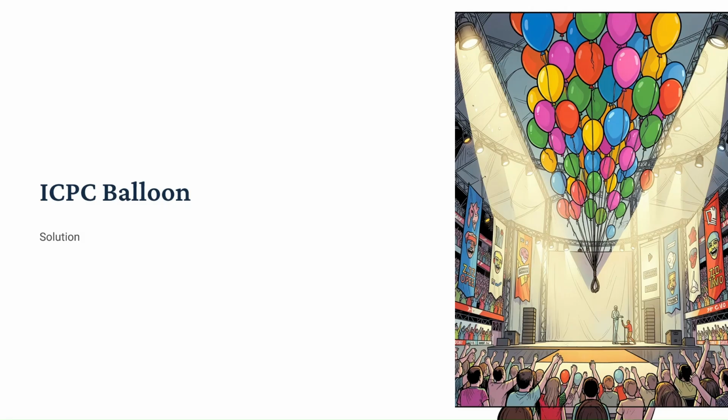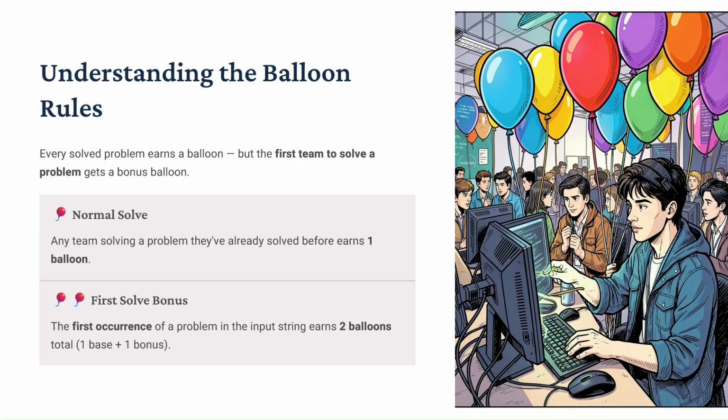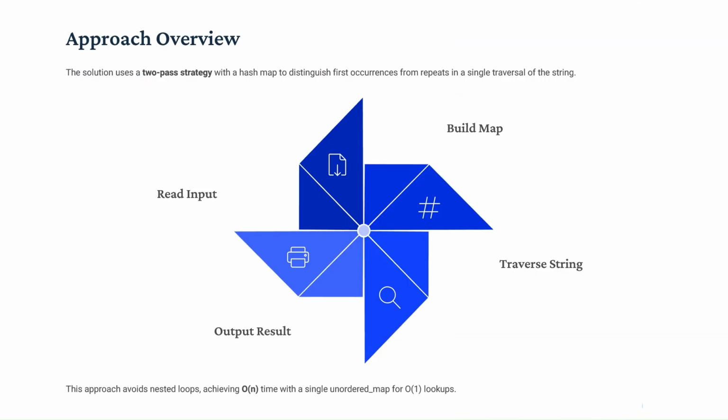Now we have understood the problem. Let's look at an efficient solution. The goal is to identify whether each problem is being solved for the first time or has appeared before. The rules are very simple. Every solved problem always earns one balloon. If it is the first occurrence of that problem, we add one extra bonus balloon. Therefore, the first occurrence gives two balloons, and the repeated occurrences give only one balloon.